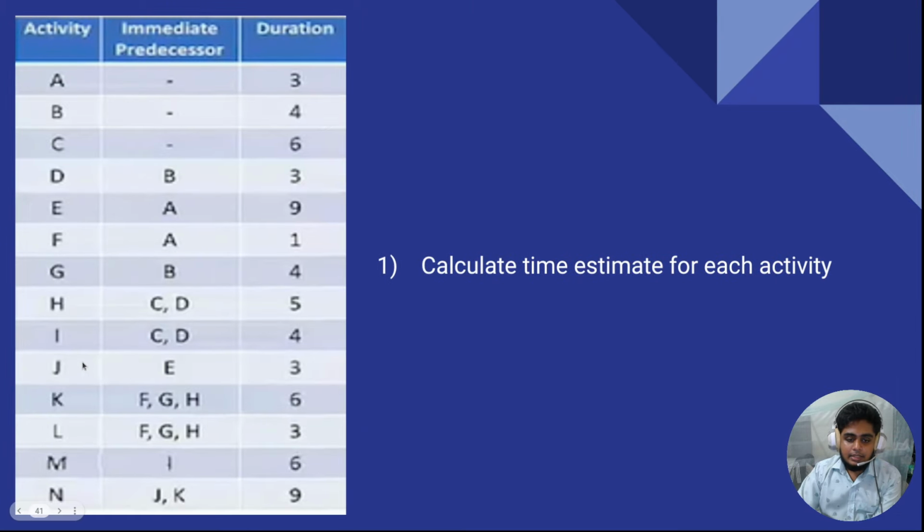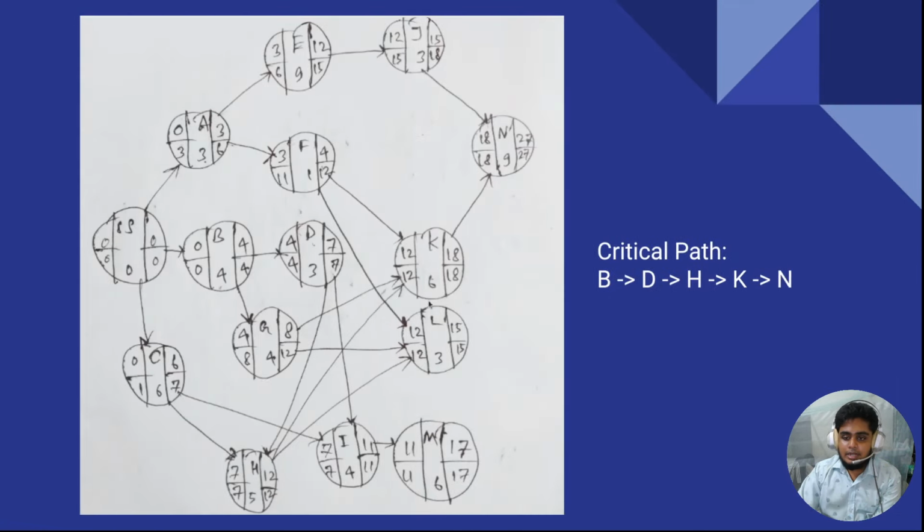For activity J, we have to complete activity E. So 12 is the earliest starting time of activity J. 12 plus 3 is equal to 15. 15 is the earliest finish time of activity J.